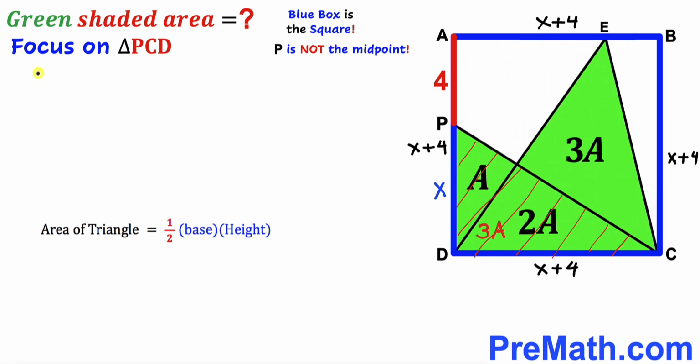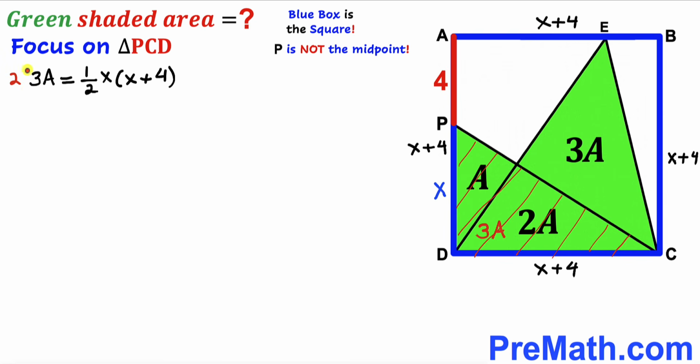So we could write the area, 3 times A, equals a half times X times X plus 4. Now I'm going to multiply both sides by 2. On the left-hand side we get 6 times A, and on the right-hand side the 1 divided by 2 is gone. If we distribute X, that gives us X square plus 4 times X. I'm going to label this as our equation number 1.